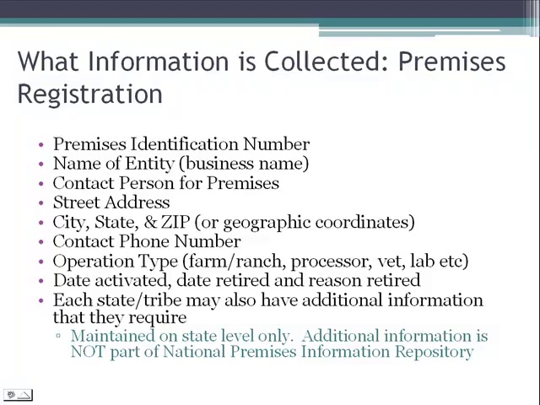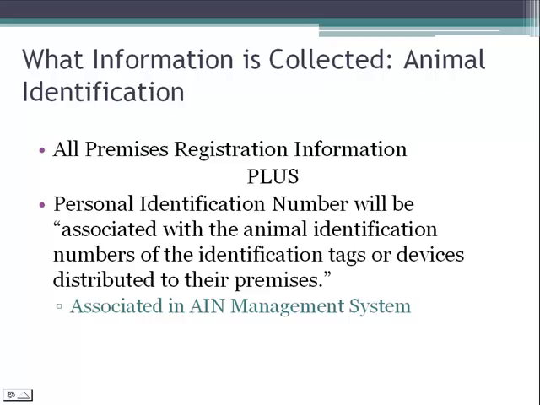So let's look at the next step of animal identification. When you do that, the information that's collected is all the premises registration information, and then there's also the personal identification number that's later associated with the tags that are given to each individual producer. It's not the ones that are actually put onto the cows or to whatever animal you're talking about, but these are the tag numbers that are given to this premises.